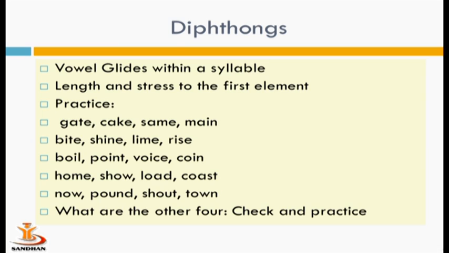So, having looked at the words, having tried to pronounce them, let us now see what happens when you have the vowel glides within a syllable. Why are diphthongs called vowel glides? Because there is a very, very easy movement from one sound to the other, and therefore it's called a vowel glide. And if you notice, the first vowel is longer, has more stress than the second vowel.